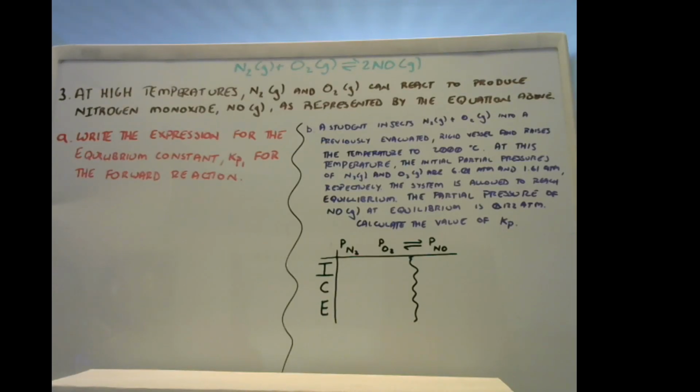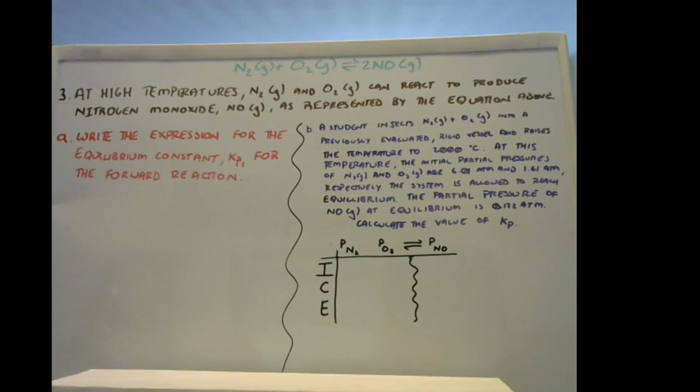Good morning and welcome to the 2017 AP Chemistry FRQ number 3 walkthrough. Number 3 starts by saying at high temperatures N2 gas and O2 gas can react to produce nitrogen monoxide gas as represented by the equation above, which is up here in green. A says write the equilibrium expression, or Kp, for the forward reaction.